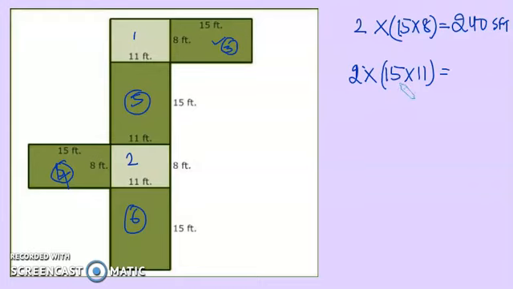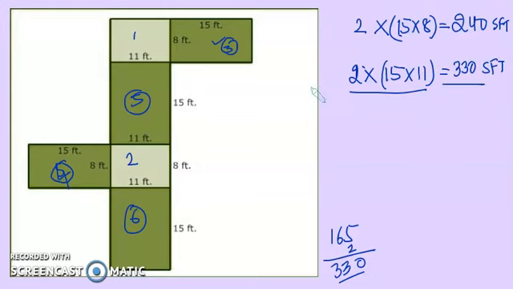Similarly, 15 times 11 is 165, times 2 will give you 330 square feet. Because we are required to find the total lateral area, we have to add all the 4 faces. So 240 and 330, that is 570 square feet is the area.